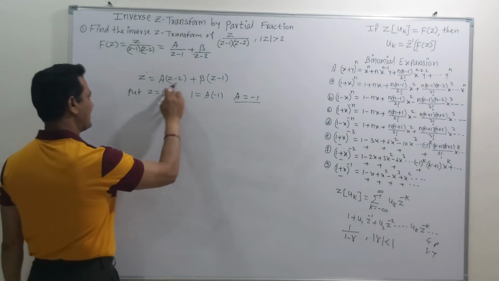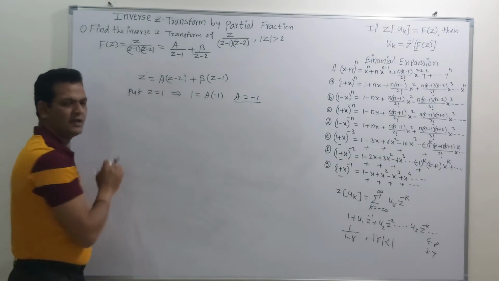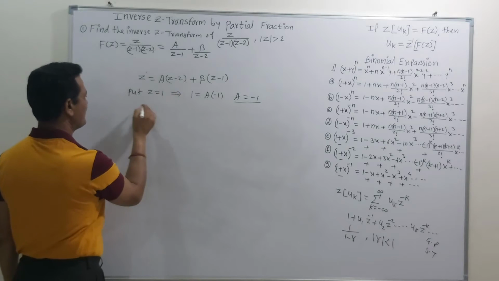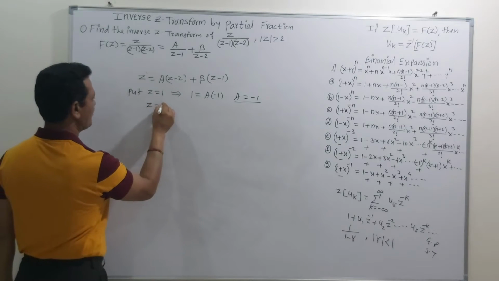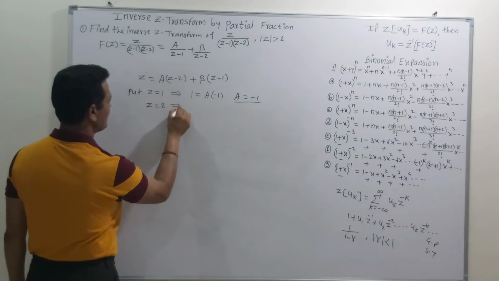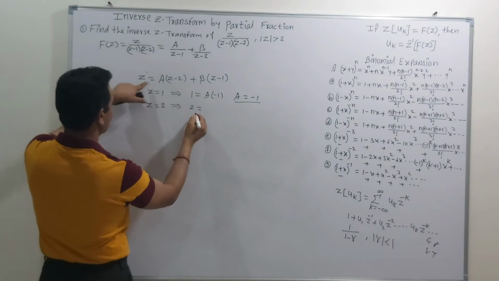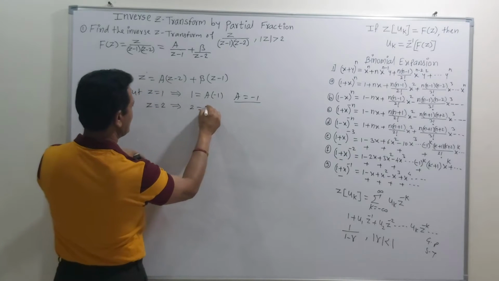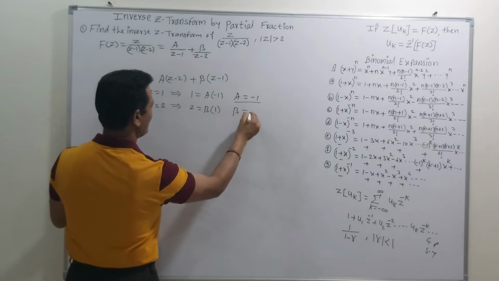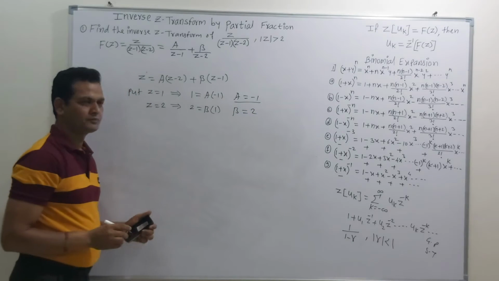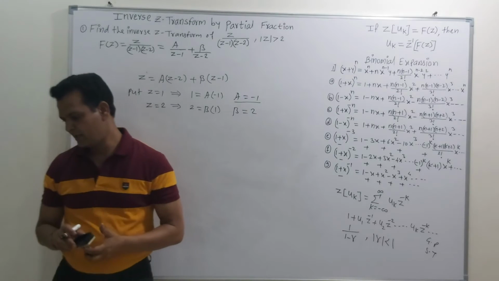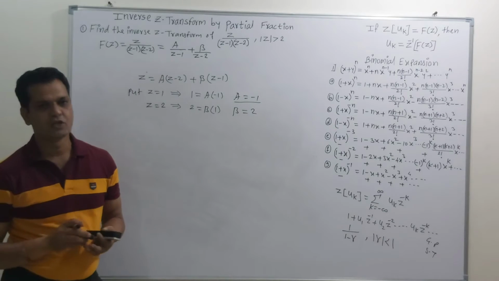Now our next aim is to find the value of b, so we put the value of z in such a way that the a term becomes 0. In particular, if we put z is equal to 2, then 2 minus 2 is 0. So here we get 2, this term is 0, then b into (2 minus 1), which is 1, so we get the value of b as 2. So we get the value of a as minus 1 and the value of b as 2.